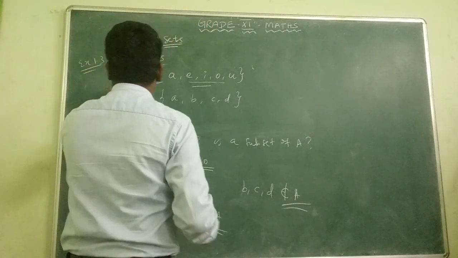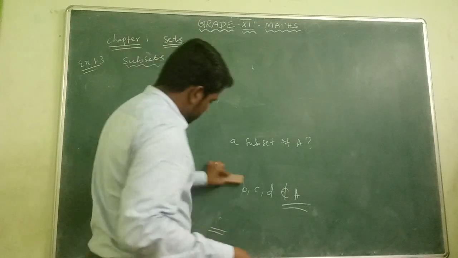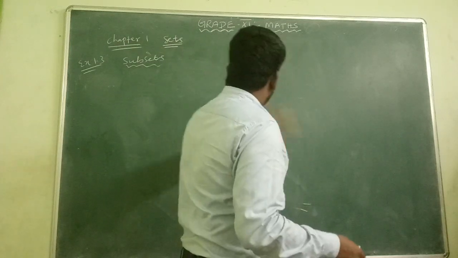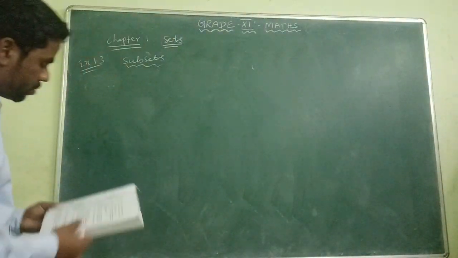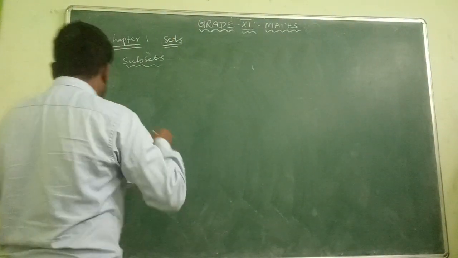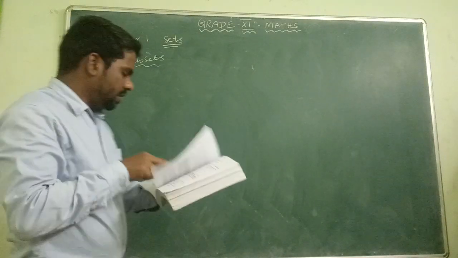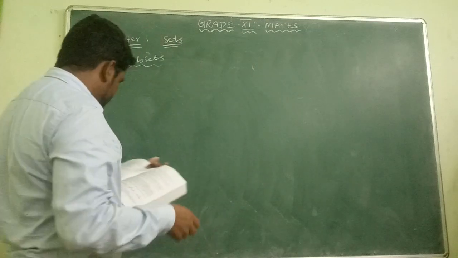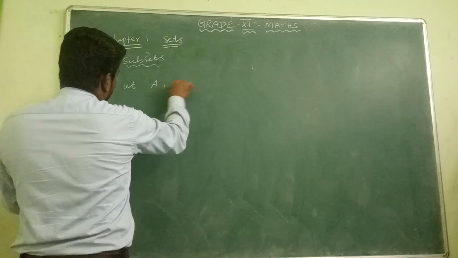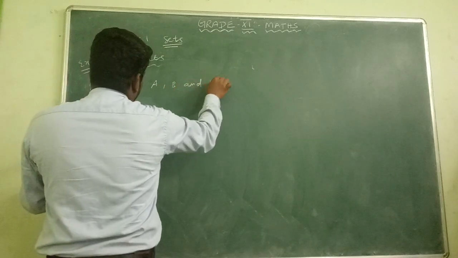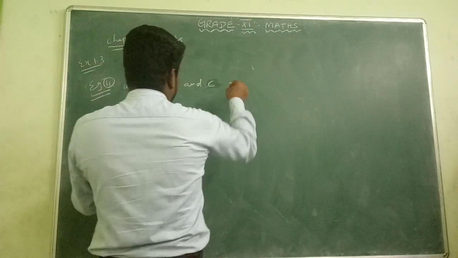Next question. Question number 11. So listen, students. Question number 11 is a very important question. Listen carefully. Example number 11. Given, let A, B and C be three sets.